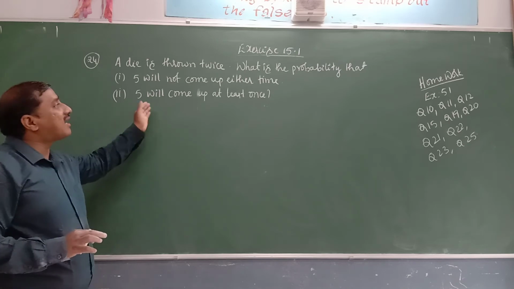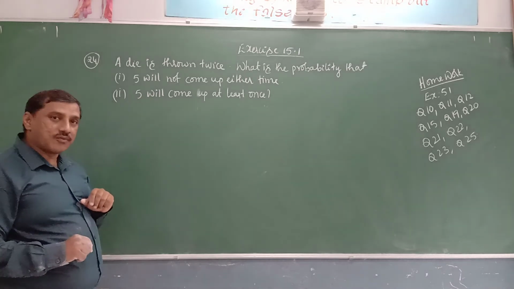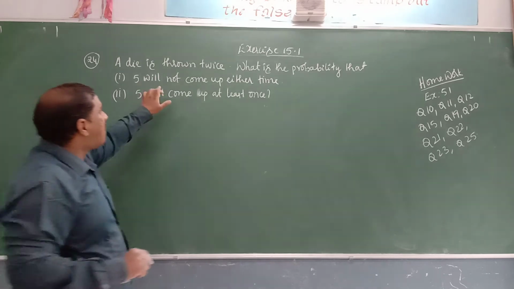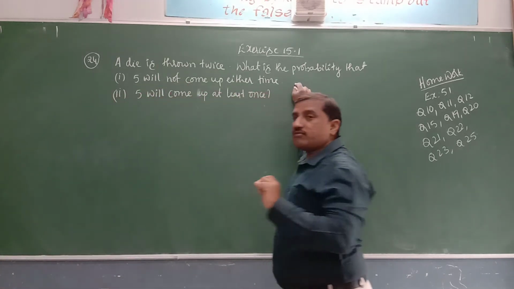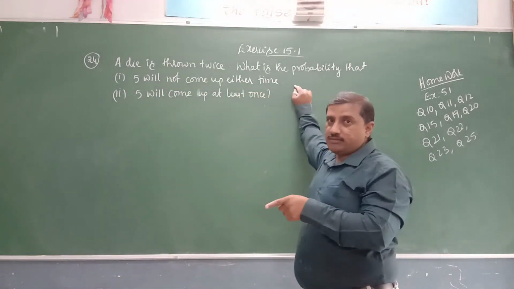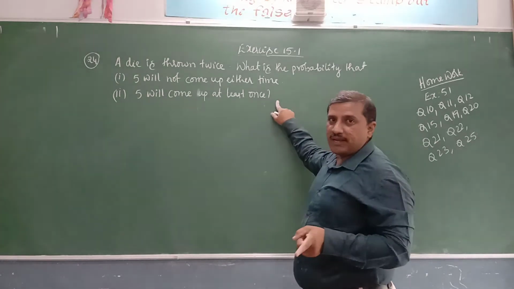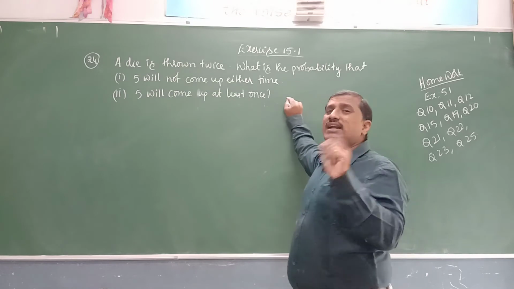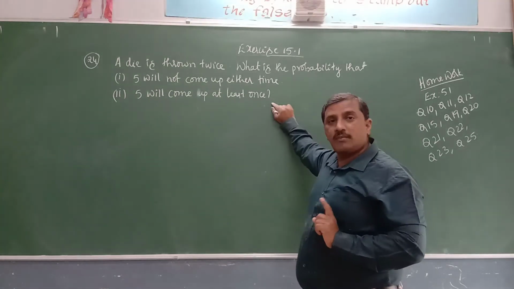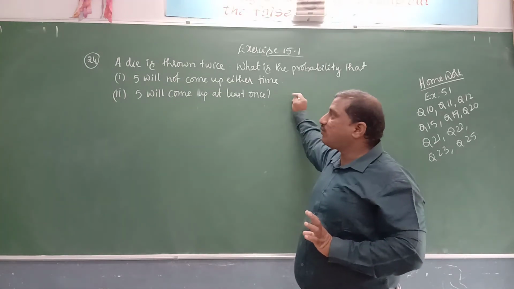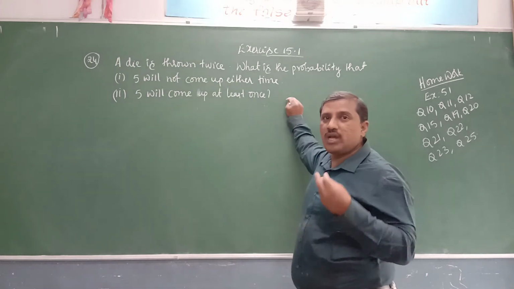5 will come up at least once. You see here, will not come up either time means 5 should not be there. 5 will come up at least once means at least one time the number 5 should be there. By adding these two, we get the total possible outcomes.